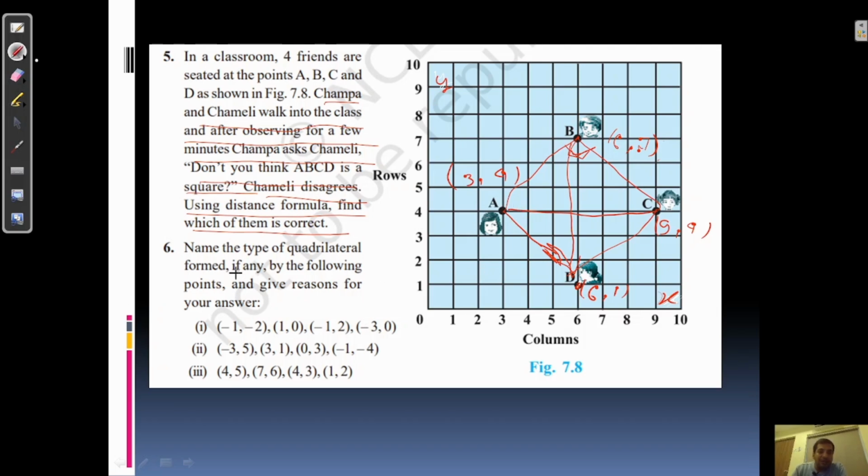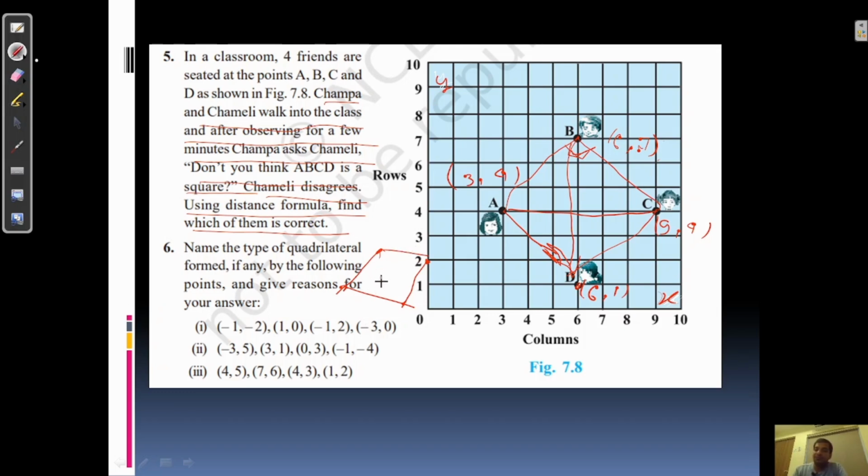Correct? No? Now question number 6 is just the same. You will locate 4 points and you will write all the coordinates. Then you will find distance between A and B, B and C, C and D, D and A. And after finding the distance, you will tell what type of quadrilateral it is. If opposite sides are coming equal, then you will simply say parallelogram. If all the sides are coming equal, then you will say rhombus. That's it. Don't go for a square and quadrilateral.